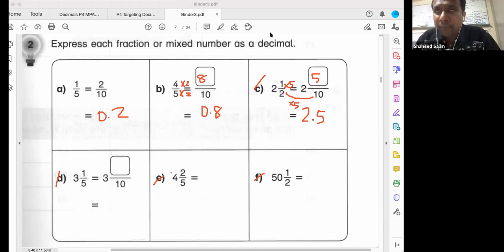23 times 11. Take 23 times 10, then plus 23. What about the rest of you? Come on, the rest of you. No one is sending me an answer. That means I have to go through in 1 minute's time.